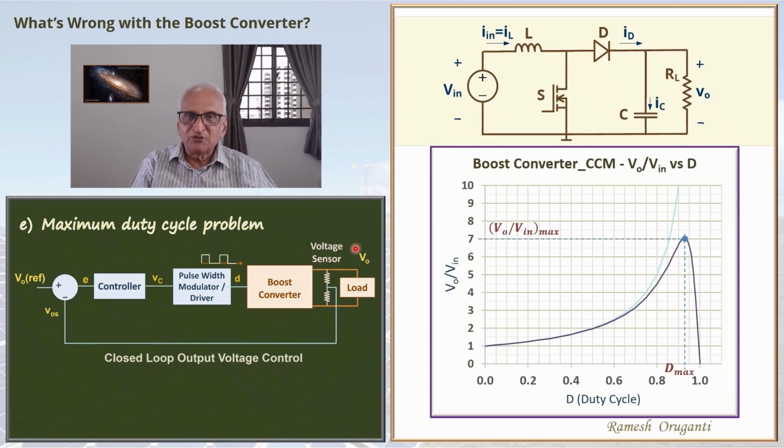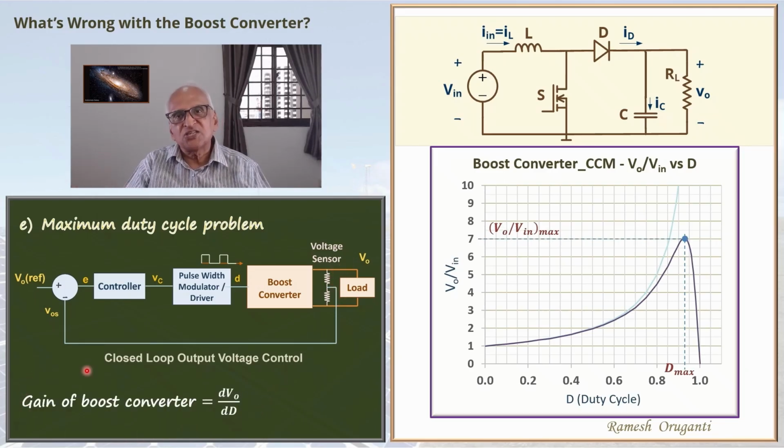Now if you take the boost converter, the DC gain of the boost converter is dV0 by dD, that is, the change in the output voltage for a change in the duty cycle. And if you consider D less than Dmax, this dV0 by dD is positive. That is, if the duty cycle is increased, the output voltage will increase. If you consider an operating point above duty cycle equal to Dmax, in this region, dV0 by dD is less than 0. So the polarity of the gain changes when D exceeds Dmax.